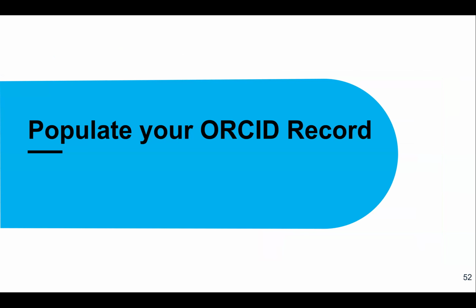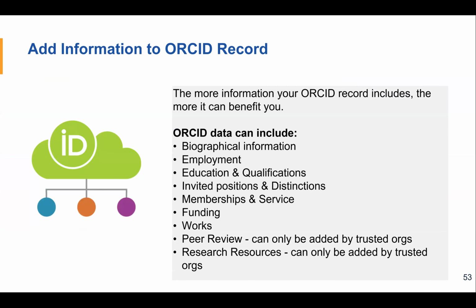All right, so registering for an ORCID ID is the first step, but remember, to really benefit and save time with ORCID, you need to make sure you have information populated in your ORCID record. Adding information to your ORCID record is pretty straightforward. Remember that the more information you have in your ORCID record, the more it will serve to distinguish you, and you can save more time when interacting with ORCID-enabled reporting systems.